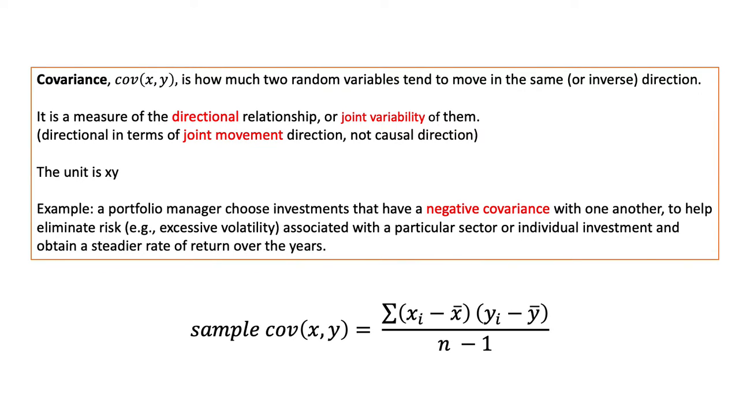Second, I would like to describe covariance. Covariance is how much two random variables tend to move in the same or inverse direction. It is a measure of the joint movement direction. It has the unit of x, y. Here's the formula of the sample covariance.